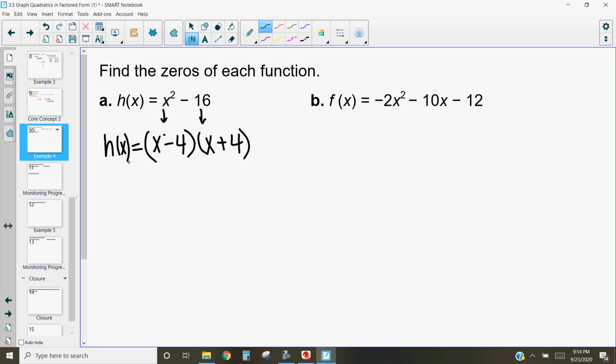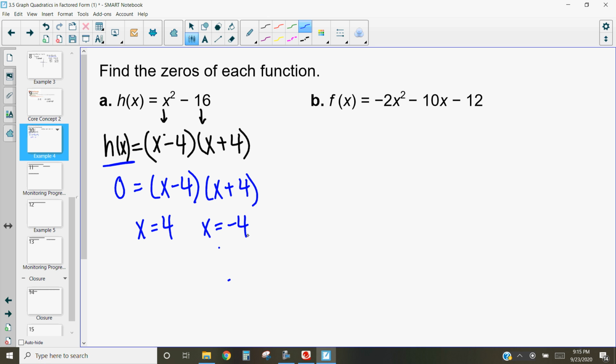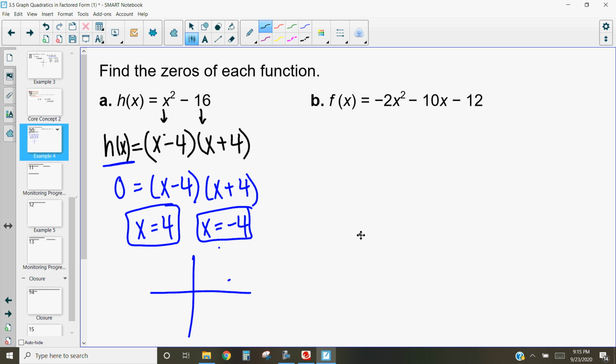If I want to find the zeros, I'm going to take this h of x and set it equal to 0. So 0 equals x minus 4 and x plus 4. What x values will make this statement true? Those x values are x equals 4 and x equals -4. Again, those zeros are also our x-intercepts. So when I graph this function, it is going to cross at +4 and at -4. The rest of our function will look as it does, but that is where our function crosses, at those 2 points. That's our zeros.